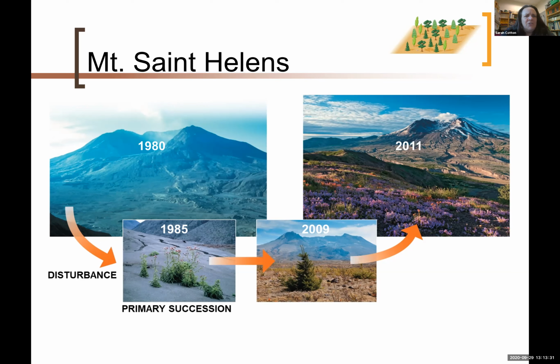So the Hawaiian Islands and lots of other Pacific islands are great examples of islands that are produced through volcanic activity. So there was literally not even rock before, and then there's land, and succession happens.